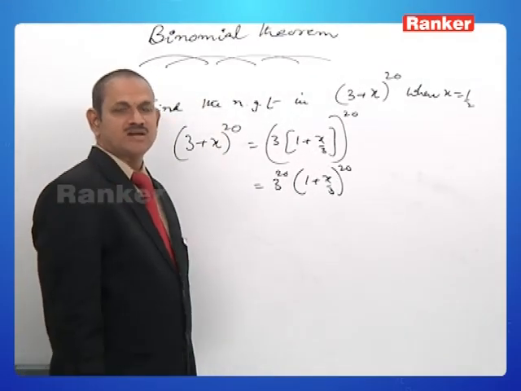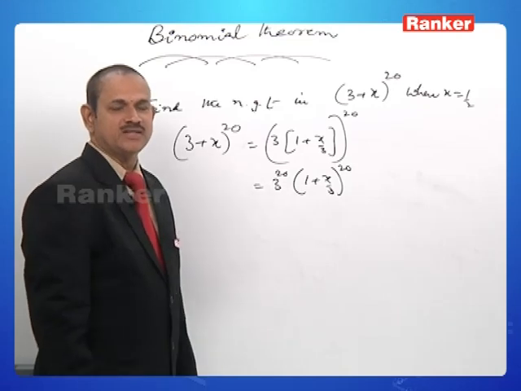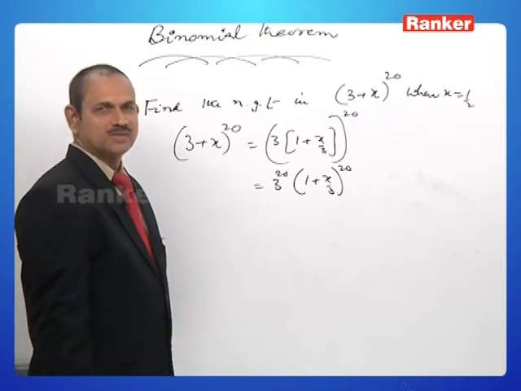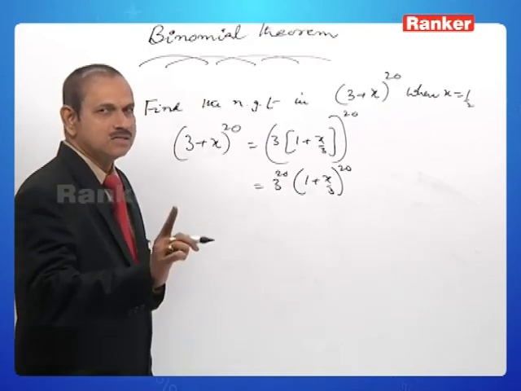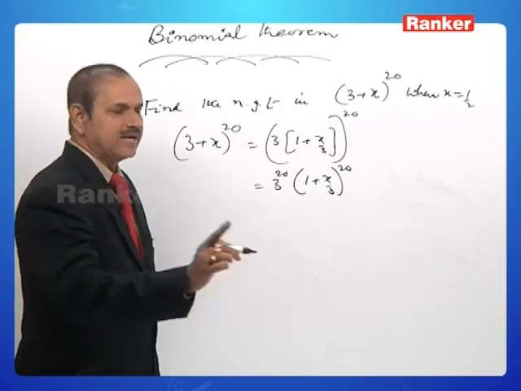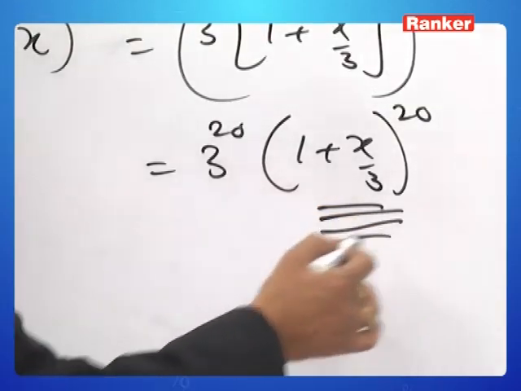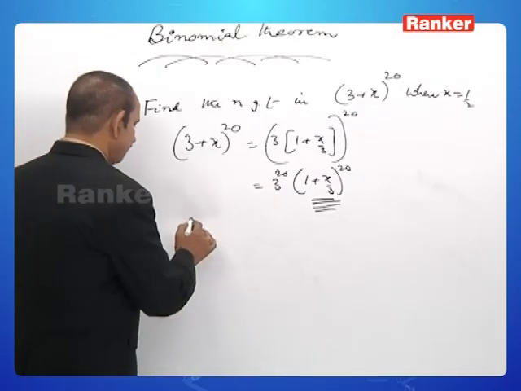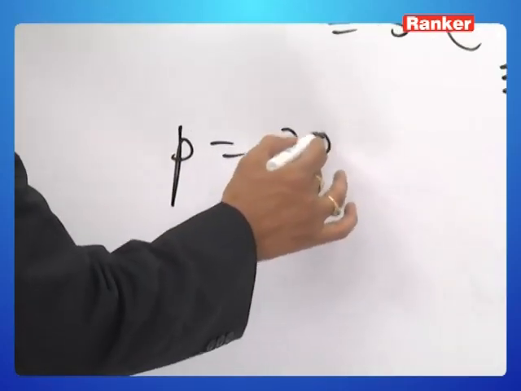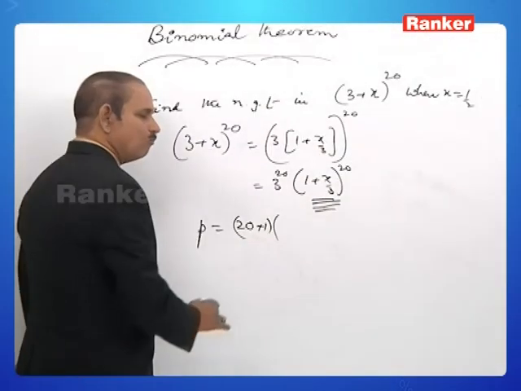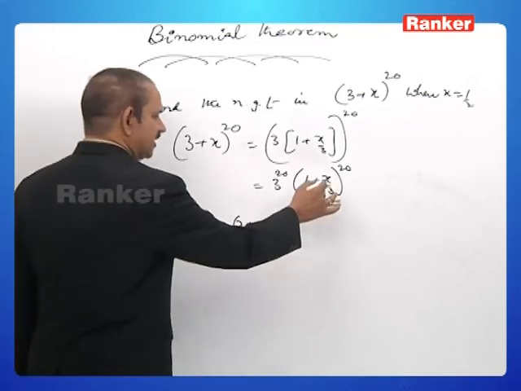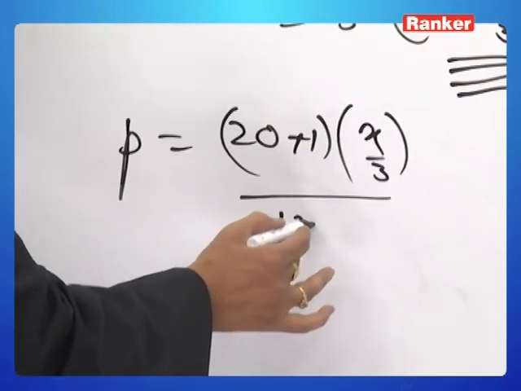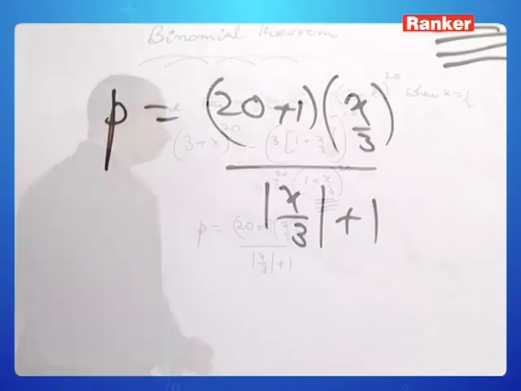So the procedure which we could have learnt already, that is by finding the value of p is equal to (n plus 1) into mod x by (mod x plus 1) and proceeding like that, is applicable only for this expansion only. Yes, let us start with usual notation. What is p? (n plus 1) into mod x. What is in the place of x? We have x by 3. X by 3 by mod x, that is mod x by 3 plus 1.